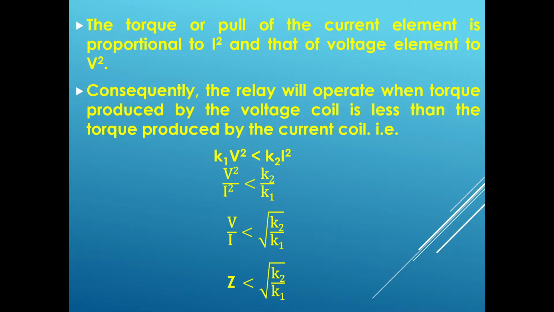Okay, so what is Z? Z is the impedance. So Z is the impedance here, which is less than root of k2 by k1. So the values of these constants k1 and k2 will always depend on the ampere turns ratio of the electromagnets. Okay, so we can even provide proper tapping to change the k1 and k2 values.